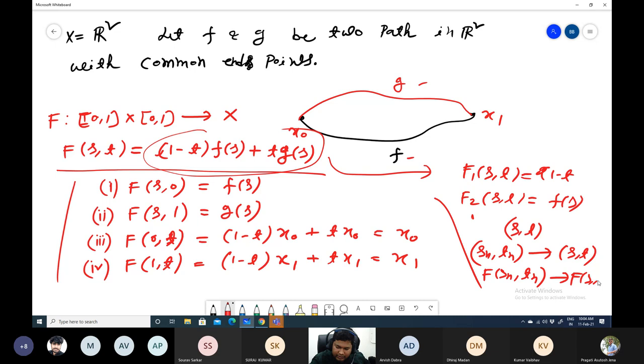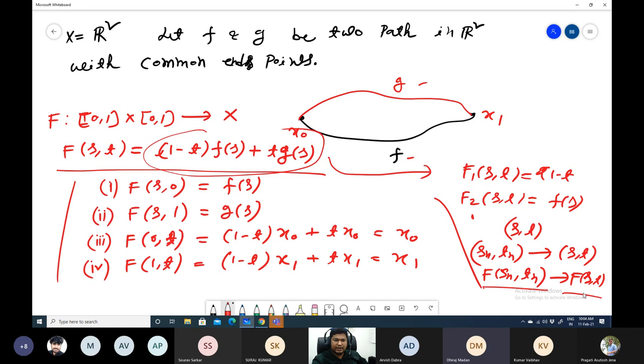Because what is my F(sn, tn)? That will be (1 − tn) f(sn) + tn g(sn). Now, since f is continuous and sn converges to s, f(sn) converges to f(s), g(sn) converges to g(s), 1 − tn converges to 1 − t, and tn converges to t. So, by the sequential criterion or sequential product, you can prove that F(sn, tn) converges to F(s, t). Therefore, F is continuous. So that is easy to prove.